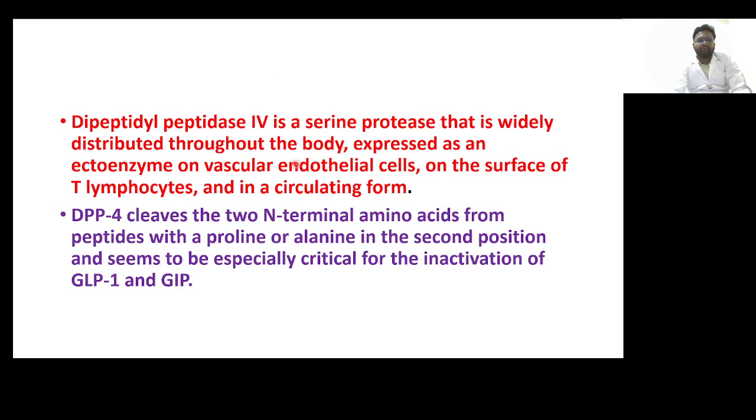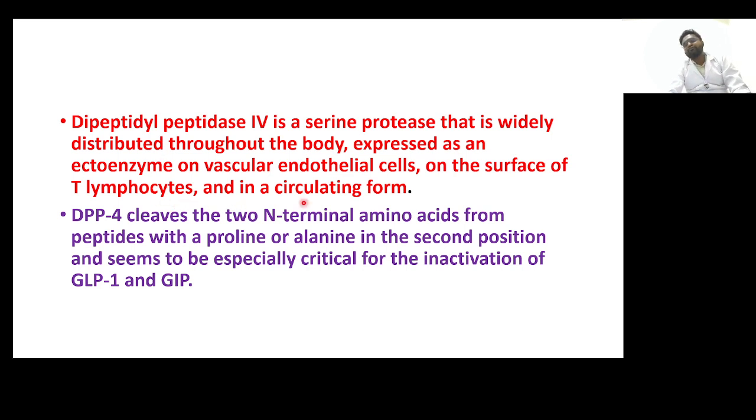So what is DPP-4? Dipeptidyl peptidase 4 is a serine protease that is widely distributed throughout the body, expressed as an ectoenzyme on vascular endothelial cells. It is also present on the surface of T lymphocytes. It is also available in a circulating form.